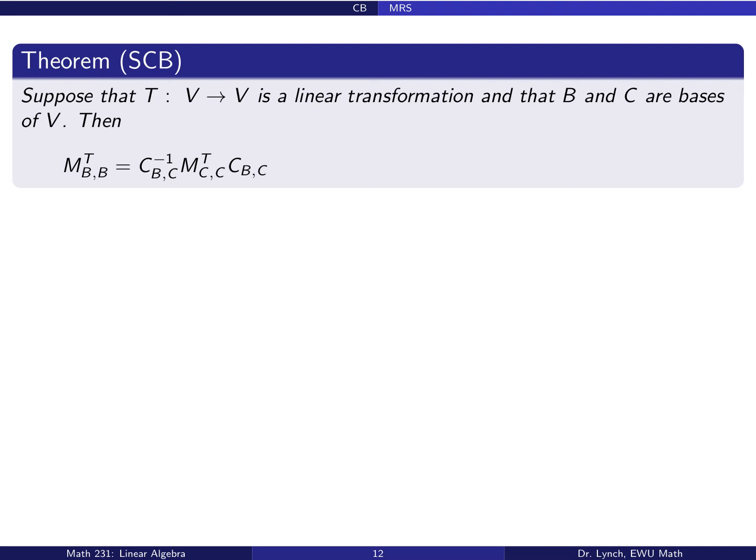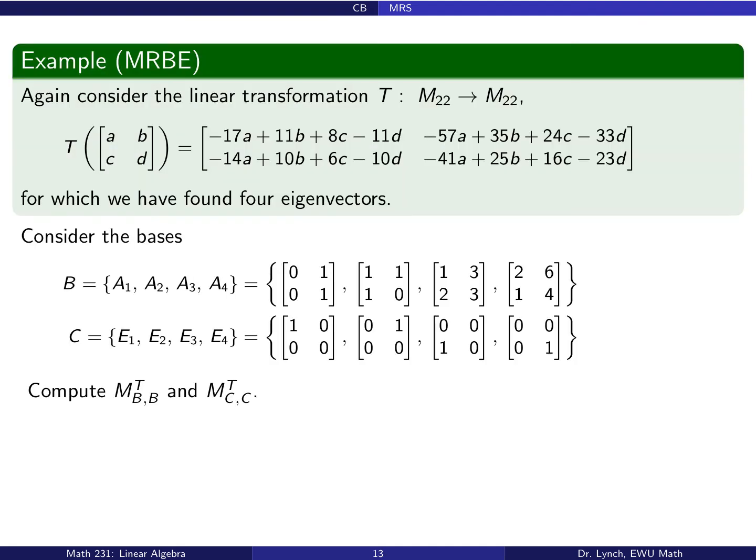So I'll let you read the proof of this too, but it should be pretty intuitive, right? Reading sort of from right to left, C, B comma C, takes us from basis B to basis C. Then we represent the transformation in terms of C, and then the inverse matrix takes us from C back to B again.